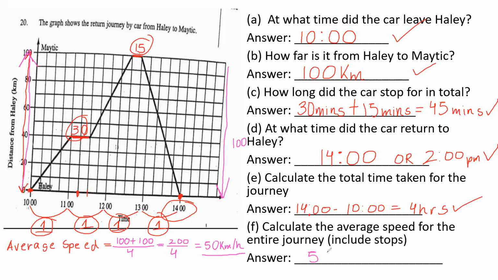Anyone got that, 50 kilometers per hour? I did. I didn't, because I forgot to count it going up and going down. Okay. Anyone else got that? 50 kilometers per hour. Let me know if you got it. Okay.